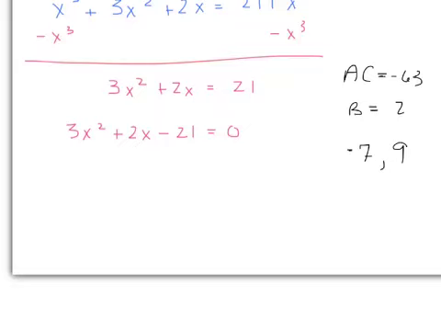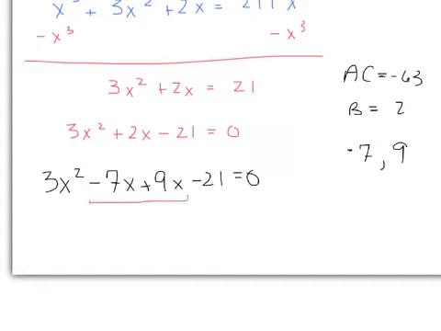Okay. So let's break up the middle term now. 3x squared minus 7x plus 9x minus 21 equals 0. So again, these two terms here come from right here. And how do you check that you did it right? If you added these two terms, you get back to the 2x that was above it. That's how you can always check.